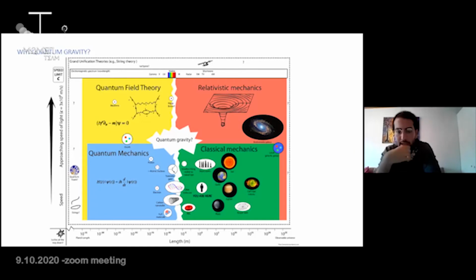Why is there no peace between them? I can give you a lot of examples. If you try to include gravity in quantum mechanics, the theory fails. If you try to include quantum mechanics in gravity, gravity fails. So we can't combine them. An example is the hydrogen atom. Take the hydrogen atom: you have a nucleus in the middle and an electron spinning around it.